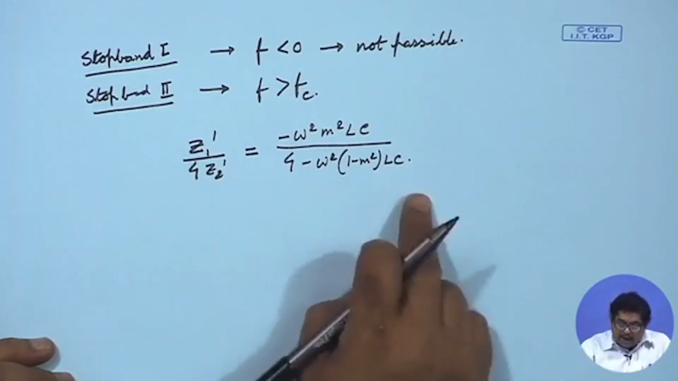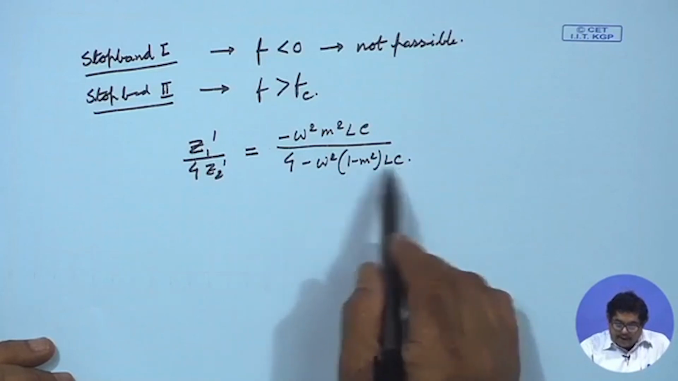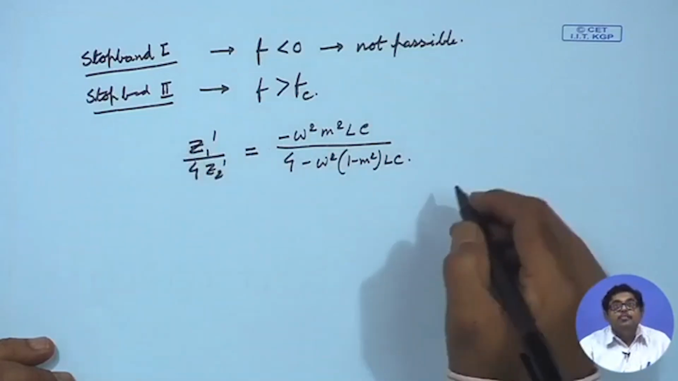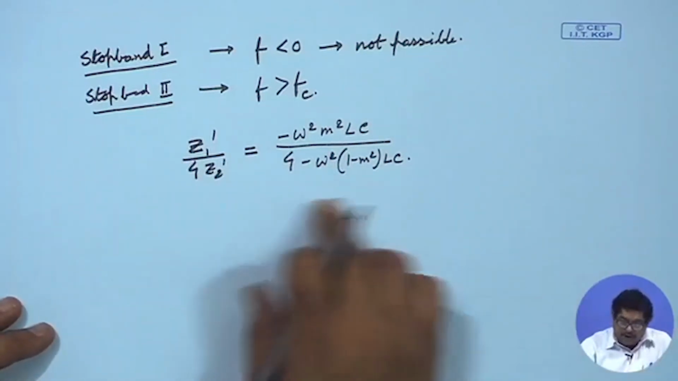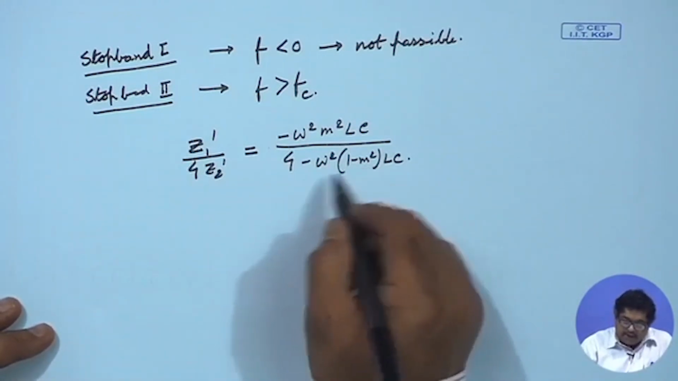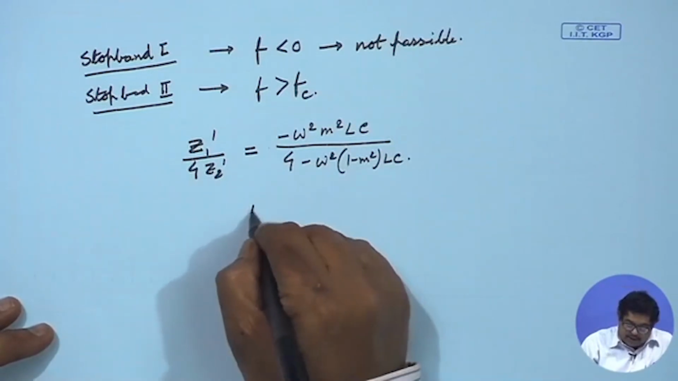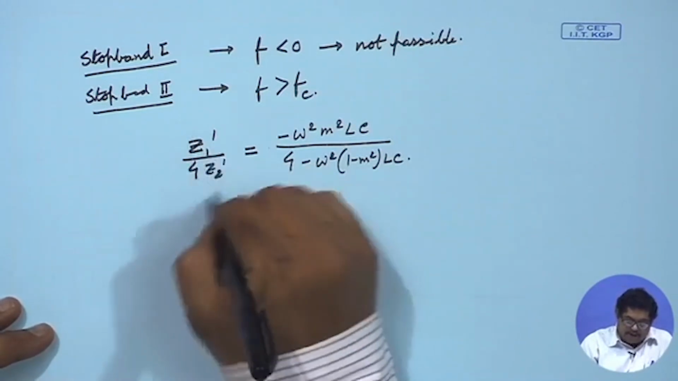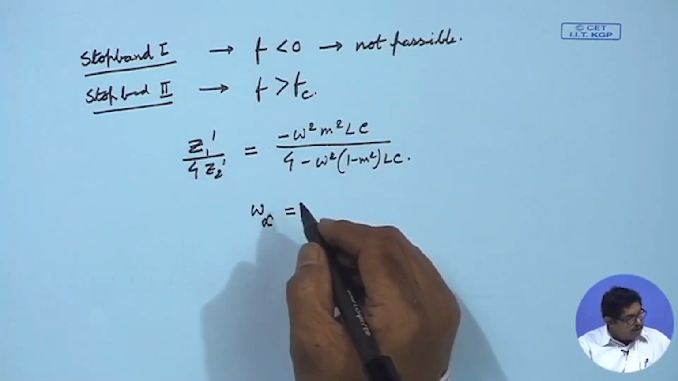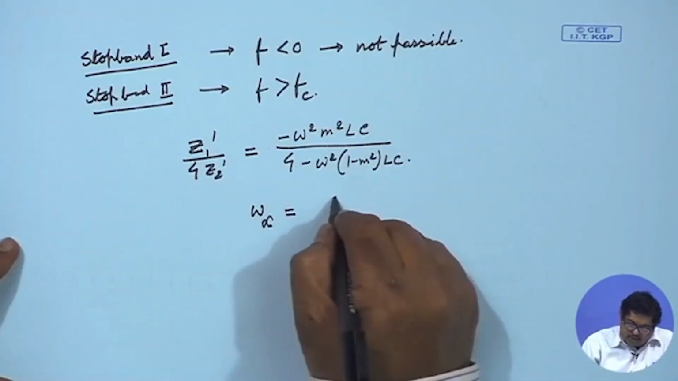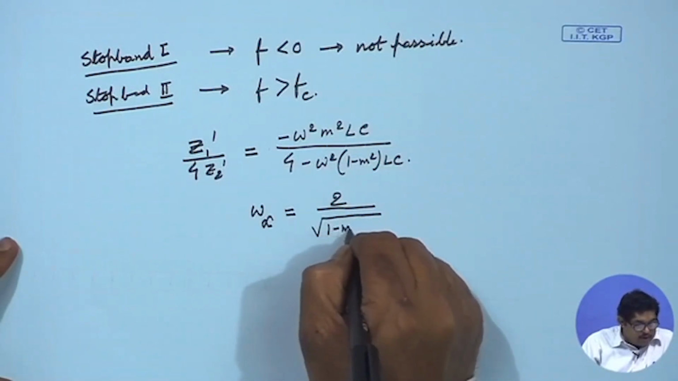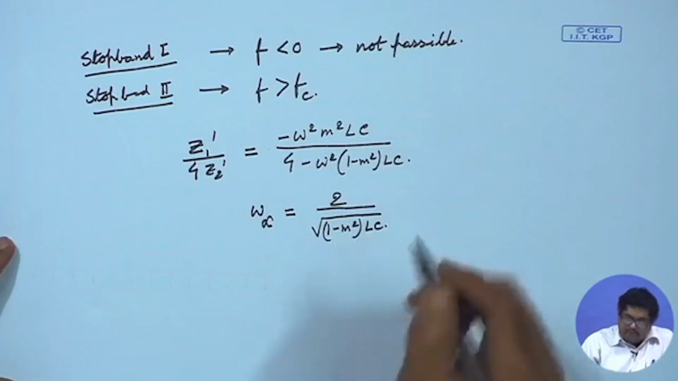Now, look at the denominator. There is a chance that the denominator may go to 0, and if that goes to 0, this whole thing will become infinity. So, that is a crucial point. It was not present in constant k. Let us solve this. Let us say that at that frequency, when this happens, we call that omega infinity, because this will go to infinity there. So, what is omega infinity? If we solve, we get omega infinity is equal to 2 by root over 1 minus m square L c.